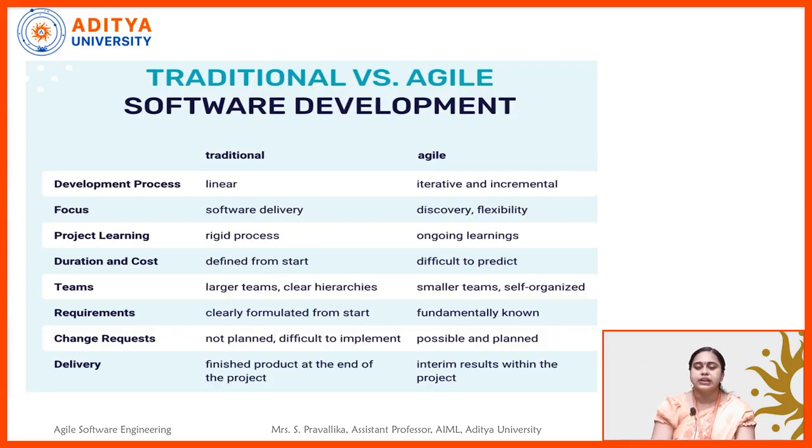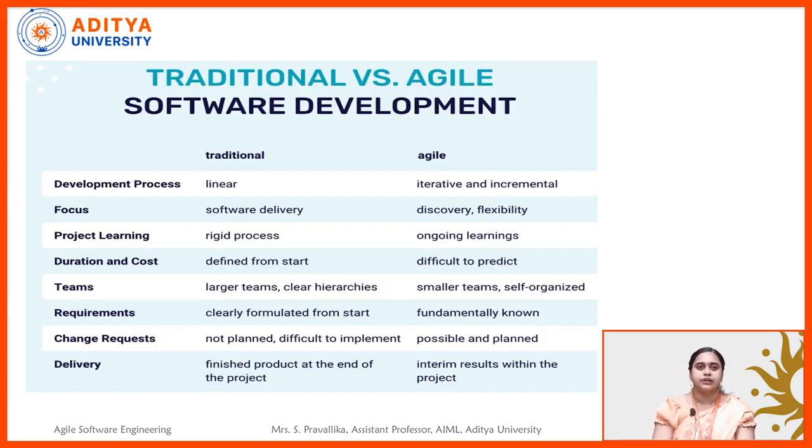And in Agile, it is iterative and incremental. That means we are having a repetition process as well as in an increasing order. When coming to the focus, the traditional methodology focuses on software delivery. Whether the software is delivered or not will be focused on mainly in the traditional waterfall methodology. Whereas in the Agile methodology, they are going to focus on discovery and flexibility. So how flexibly we are delivering the project.